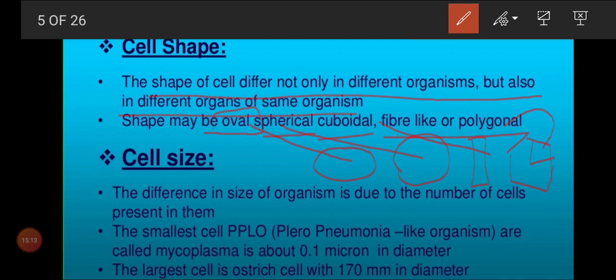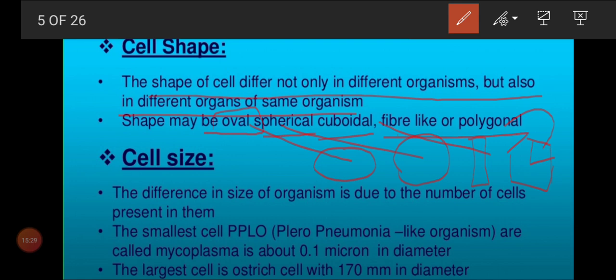So what are the shapes, children? It might be oval or spherical, cuboidal or fiber. Fiber means a small strip-like structure, or polygonal or a hexagonal shape. This is the shape of the cell. Next we'll move on to the cell size.